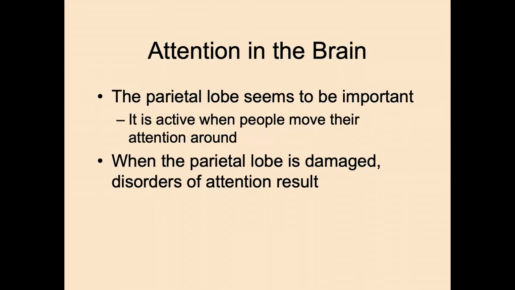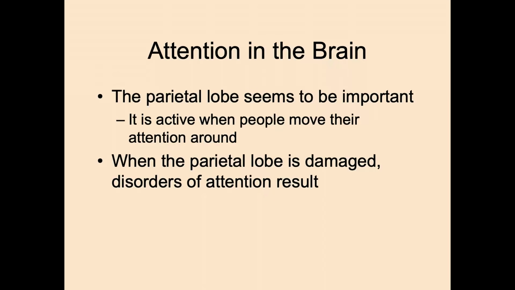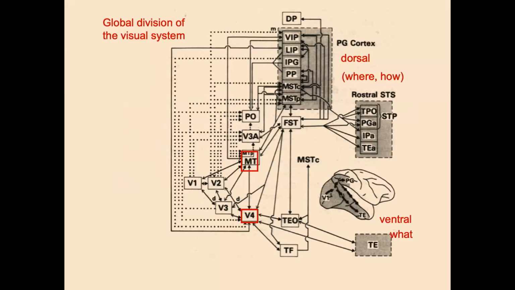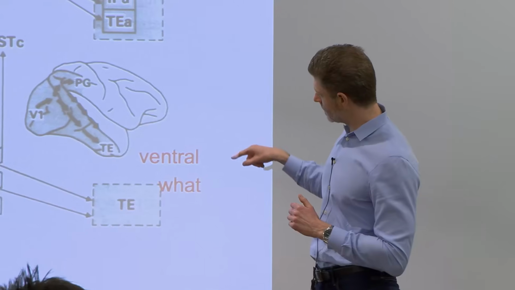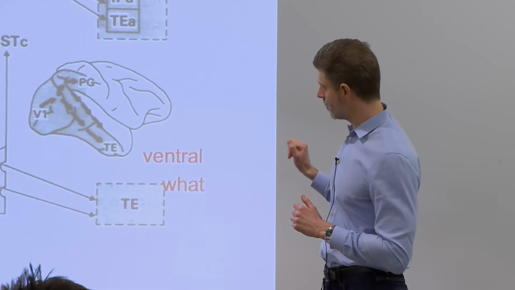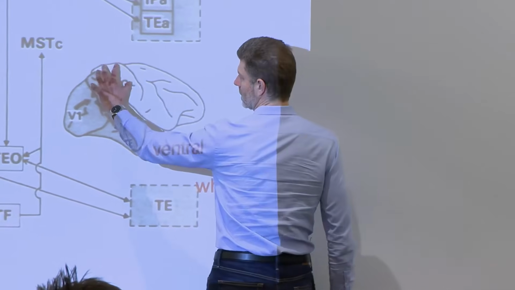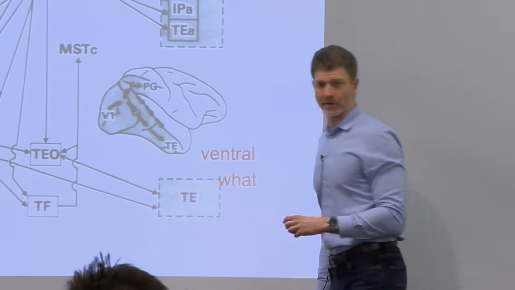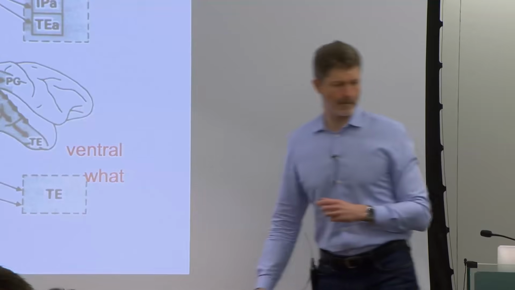Okay? So the parietal lobe is typically active when people are asked to move their attention around. And when the parietal lobe is damaged, you see disorders that are often interpreted as disorders of attention. So remember, think of the visual system as having the ventral and dorsal stream organization. The parietal lobe is up here, so it's where the dorsal stream ends up.